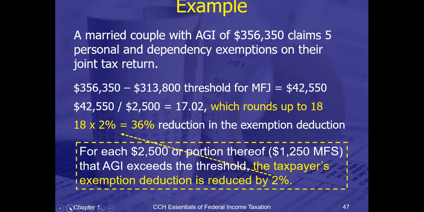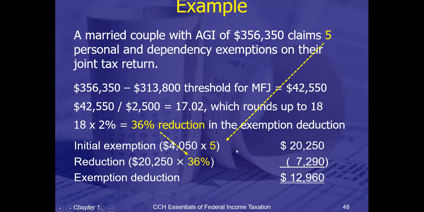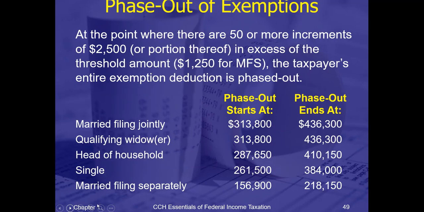So instead of getting the full amount, you only get the remaining 64% of the exemption deduction. So here's your total, here's your 36% reduction, here's your 64 you get to keep. So on your calculation of taxable income, this is the number you would use. Okay, so the phase out works between those two. If your AGI is over this, you get no exemptions. If it's below this, you don't have to make any calculation because you get all your exemptions. So this only applies in between these numbers.